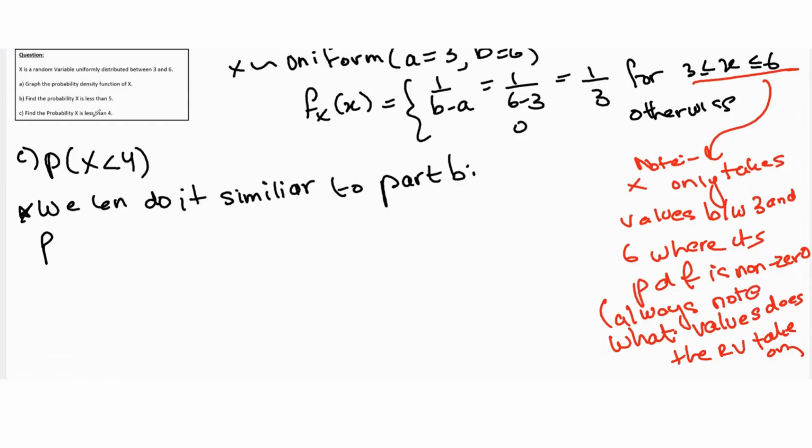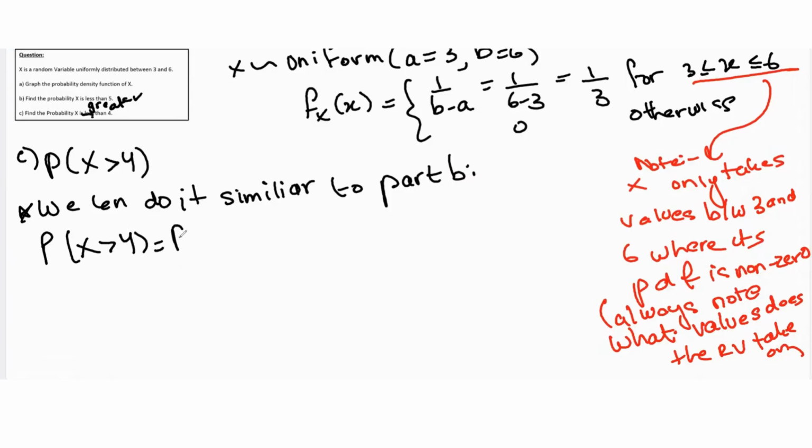Okay, this should not be less. This should actually be probability X is greater than 4. We could do less as well, but we want to do greater than 4. So we want to find the probability X is greater than 4.